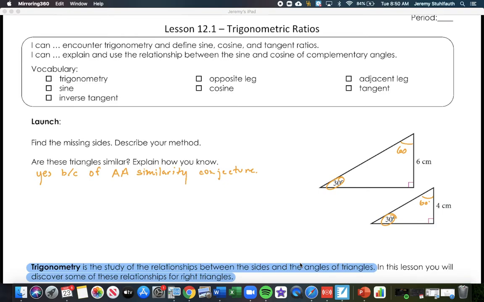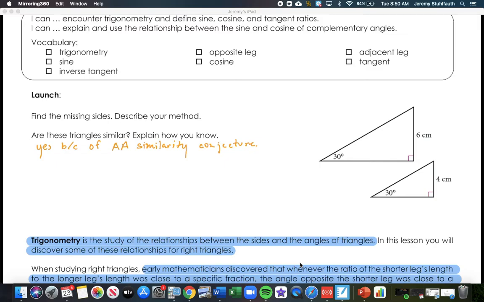Now, in order to find the missing sides, right now we would have to use what we know about 30, 60, 90 triangles. We know that the hypotenuse of a 30, 60, 90 triangle is double the short side, so 12, and then this one would be 8. And then finally, we know that the long side is equal to the short side times the square root of 3, so 4 times the square root of 3.